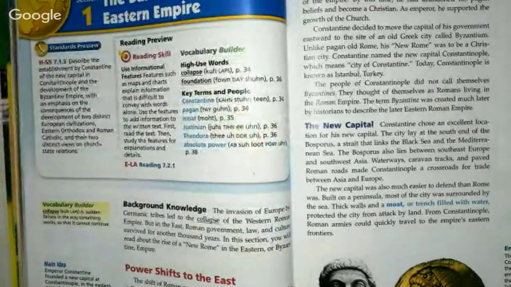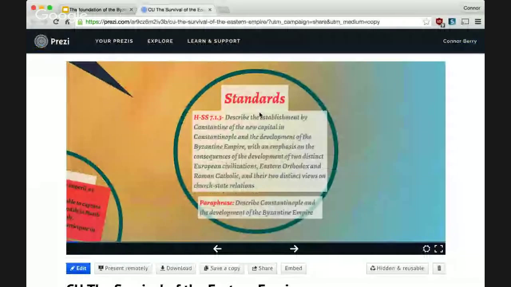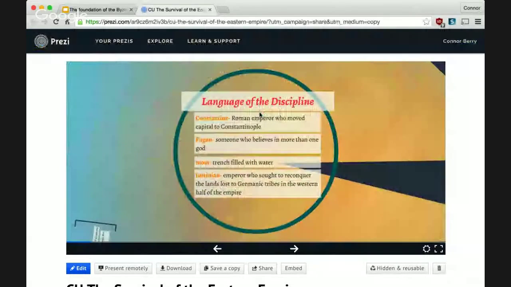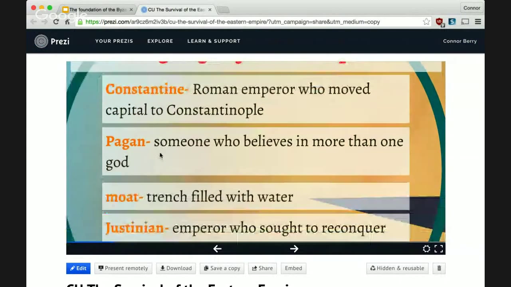It's a little easier when we get to our Prezi. I believe our Prezi has a good way of showing it. Okay, here we go, our language of the discipline. We have Constantine, the Roman emperor who moved the capital to Constantinople. And as you can see, Constantine, Constantinople, probably because he's in charge. Then we have pagan, someone who believes in more than one god.